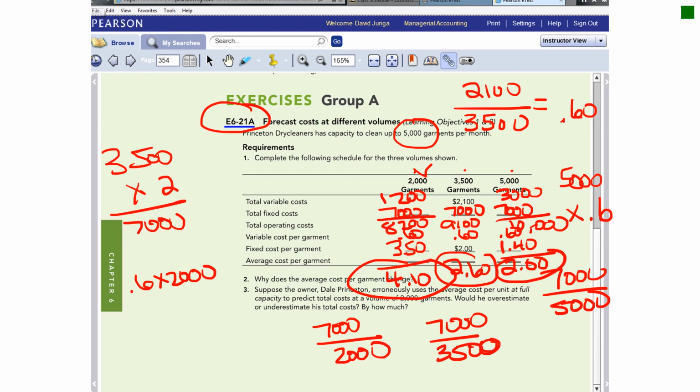It just shows you that the fixed cost per garment is not a constant. That's why you can't just use the overall average to predict cost. You have to look at the volume. Volume means everything. So variable cost per unit, yes, those are constant, but the fixed cost does vary. Because of that, you can't just use $2 per unit at 5,000 to predict your cost at 2,000. You can clearly see how your costs are definitely different under each volume.